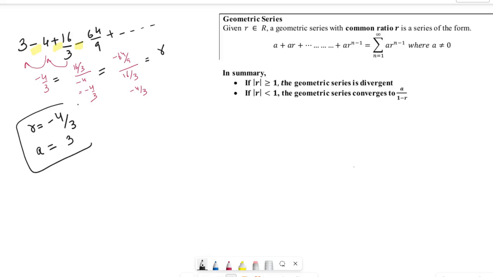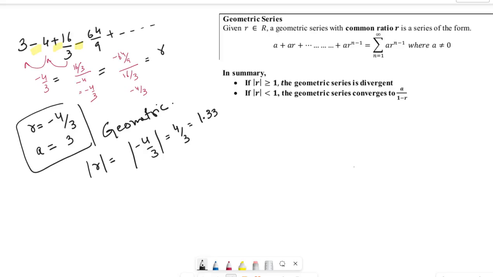So this is a geometric series with r as -4/3. What is the absolute value of r? That's going to be the absolute value of -4/3, which is 4/3, which you guys notice is 1.3 something, clearly more than 1. So if r's absolute value is more than 1, we're going to simply write geometric series is divergent.